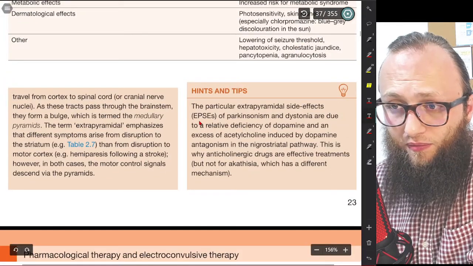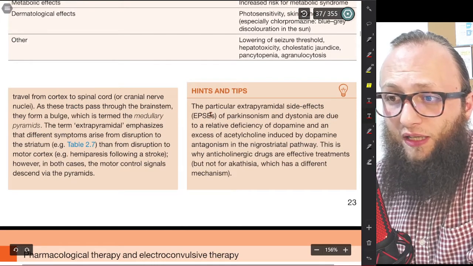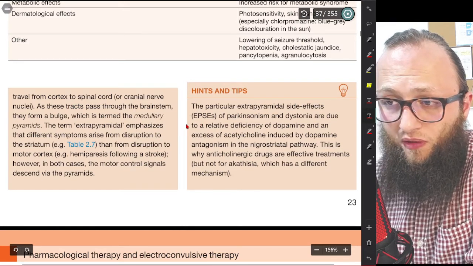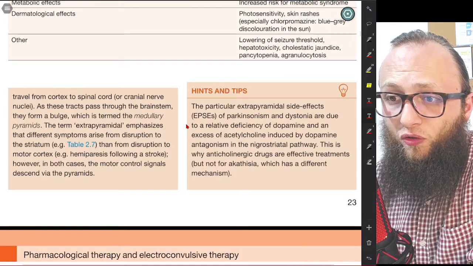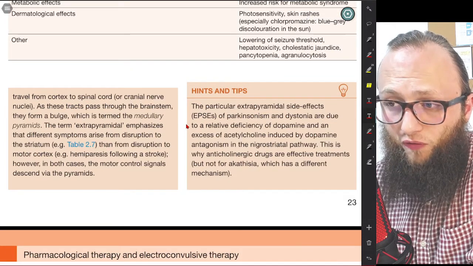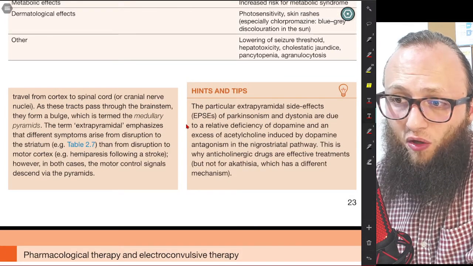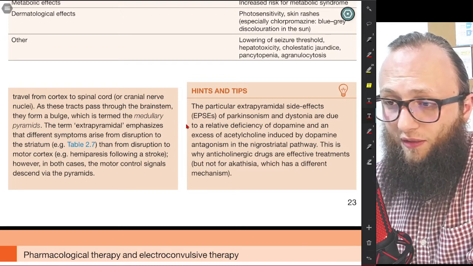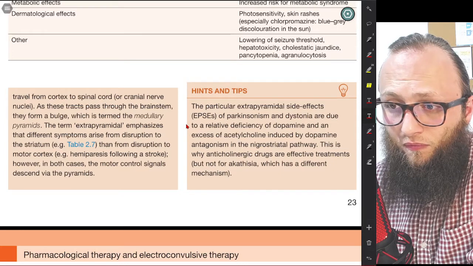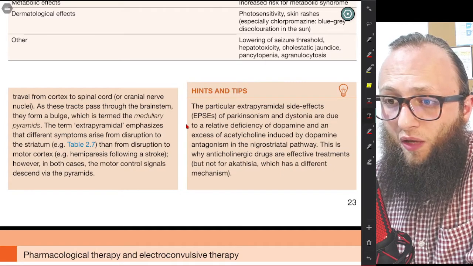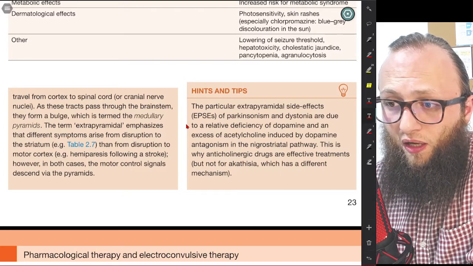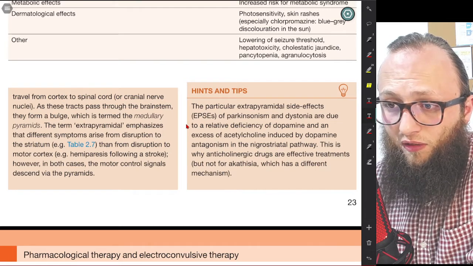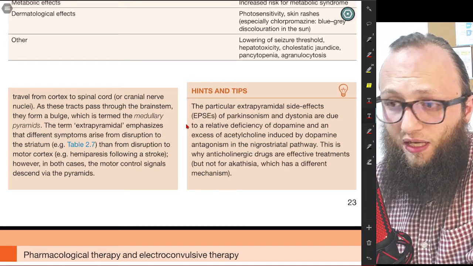Another hints and tips. The particular extrapyramidal side effects of Parkinsonism and dystonia are due to a relative deficiency of dopamine and an excess of acetylcholine induced by dopamine antagonism in the nigrostriatal pathway. This is why anticholinergic drugs are effective treatments, but not for akathisia, which has a different mechanism.